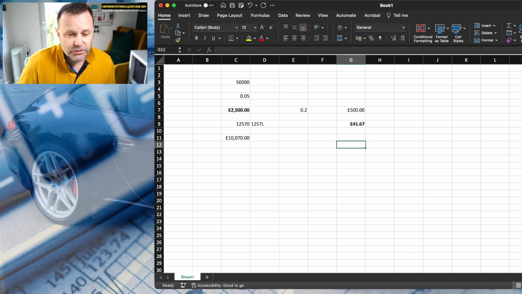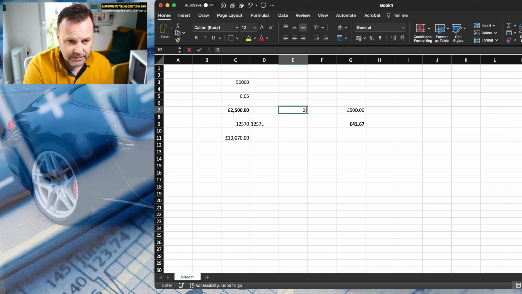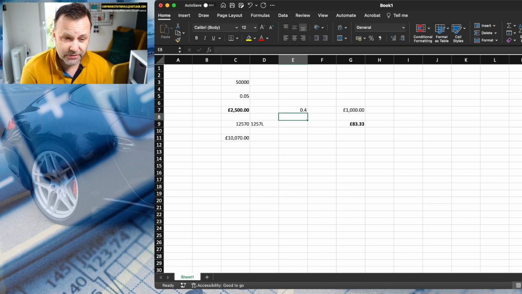So if you're a 20% taxpayer and you're salary sacrificing a car with a P11D value of £50,000, even by 27-28, it's going to cost us about £41 a month. If you're a 40% taxpayer, obviously it's going to be double that, so it's going to be £83 a month.